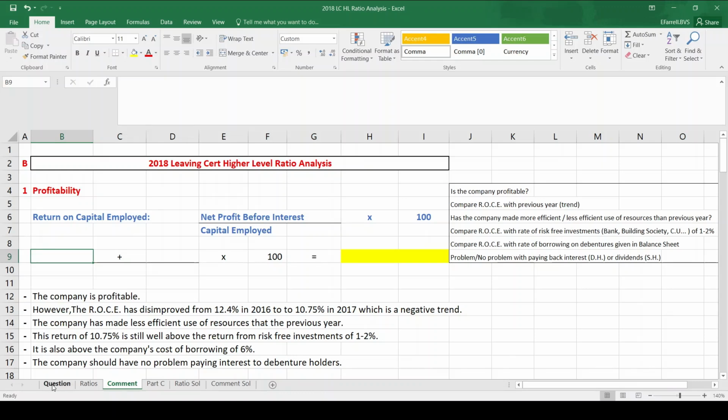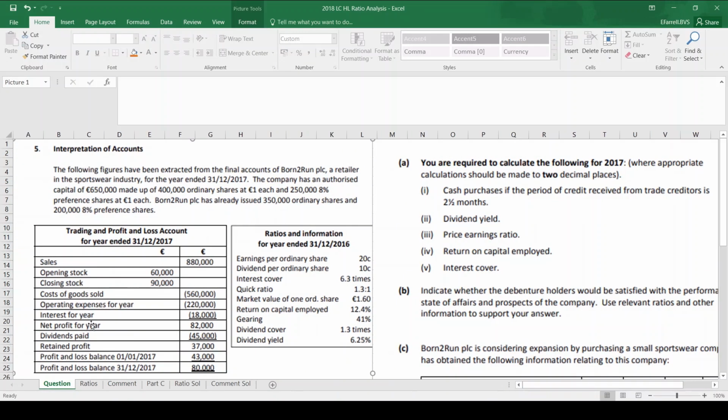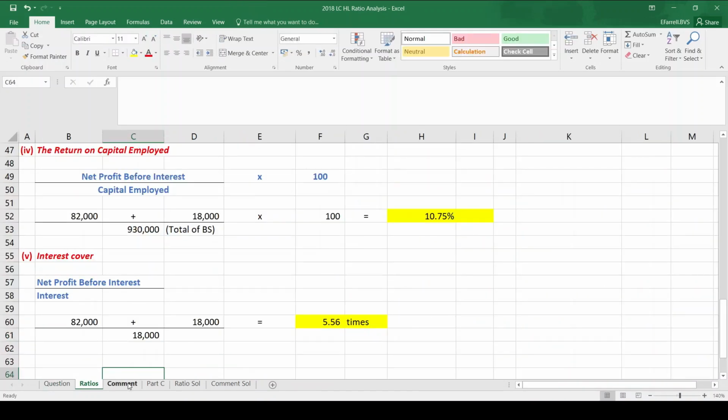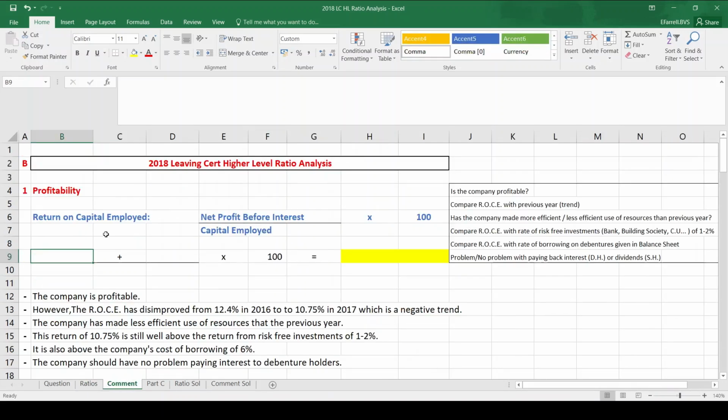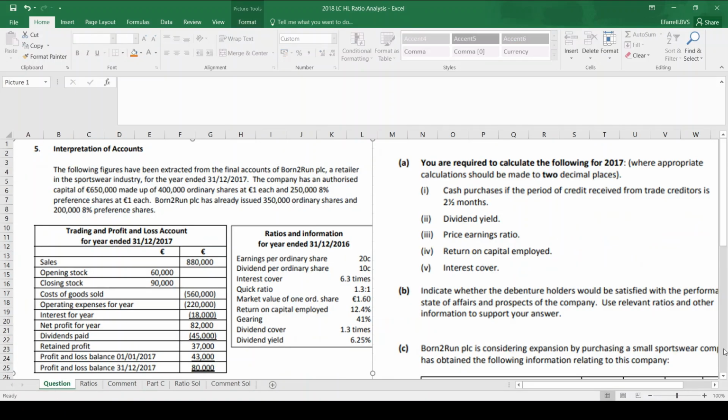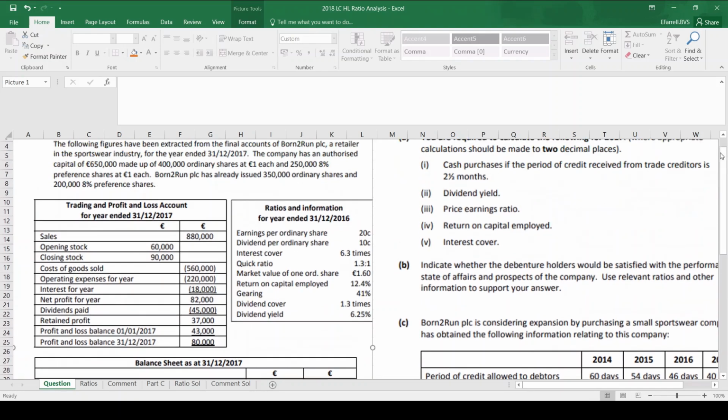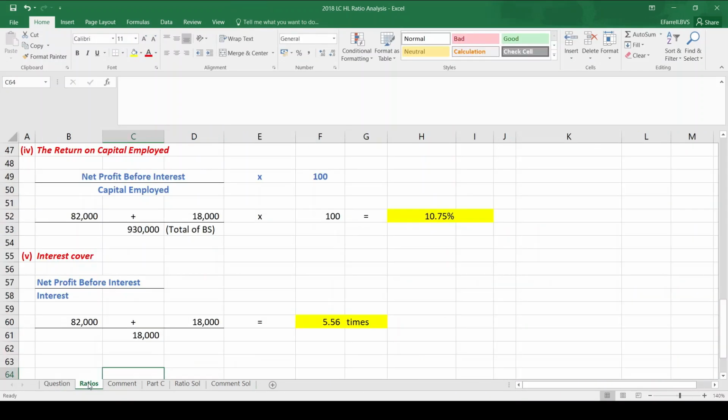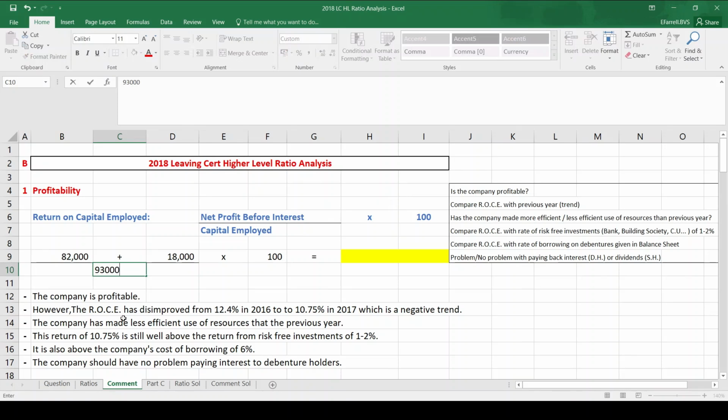It's net profit before interest, and as we said in the question, this net profit of 82,000 is after interest of 18. So the net profit before interest would be, and again, we have it done here, 82 plus 18 over capital employed, which again, just to quickly look at it, we said was the total of the balance sheet, 930,000. So that equals 82 plus 18 divided by 930,000, 10.75%.